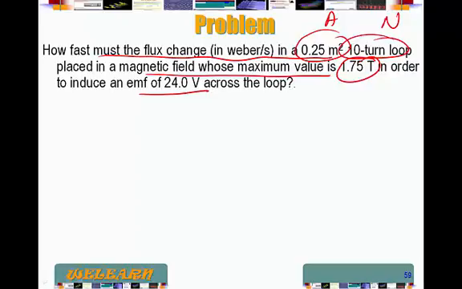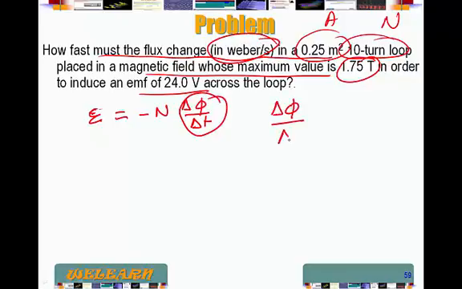Okay, so EMF, it is given by minus n delta phi over delta t. So what are they asking for here? Webers per second. That's really what they are asking for, delta phi over delta t. So most of what's given here is not needed. All we need is delta phi over delta t.